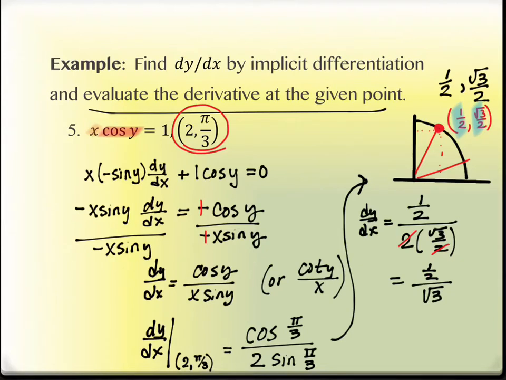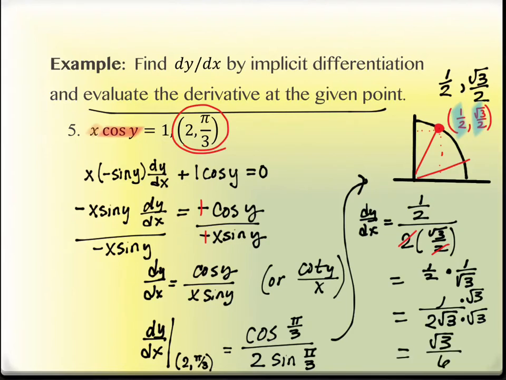So we could do several things. One thing that you might want to do instead of dividing by square root of 3 is multiply by 1 over the square root of 3. So I end up with 1 over 2 square root 3. But I'm not going to leave it like this because that's got an irrational number in the denominator. So if I multiply by my square root of 3, I end up with square root of 3 over 6.